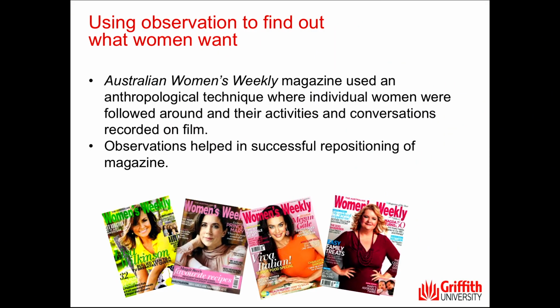One magazine, called Australian Women's Weekly Magazine, used the observation technique. They used an anthropological technique where individual women were followed around and their activities and conversations recorded on film. They wanted to see the behavior and the expectations, what they are looking for. Again, using observation really helped this magazine successfully reposition itself.